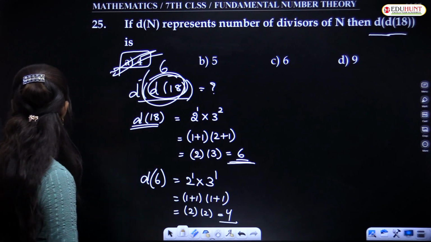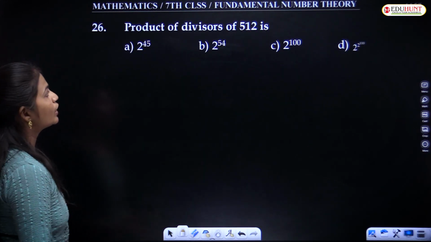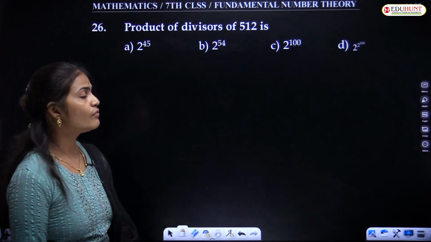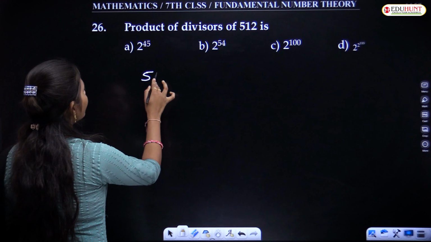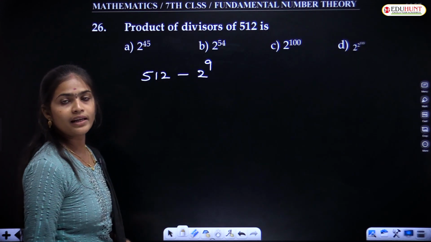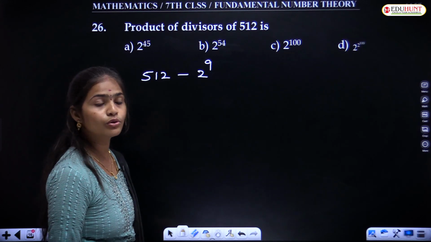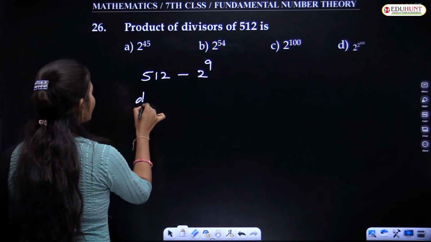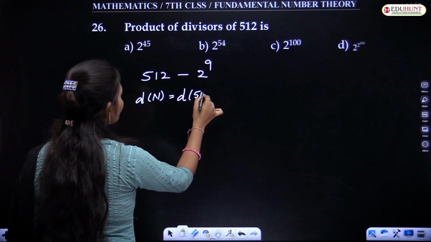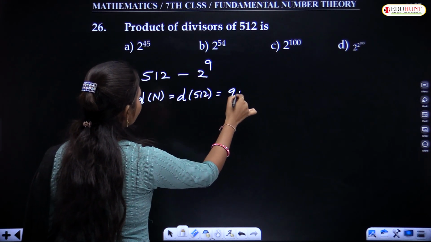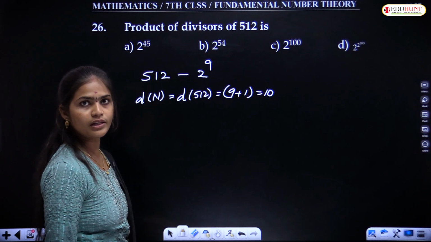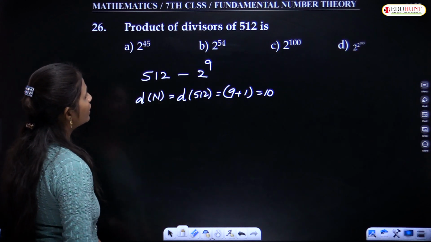Okay, so let us take the last question. Product of the divisors of 512. So, 512 we can express as 2 power 9 only, no? Now here the number of divisors. So d of 512 is equal to 9 plus 1. So how many divisors are there in all? 10 divisors only, no?